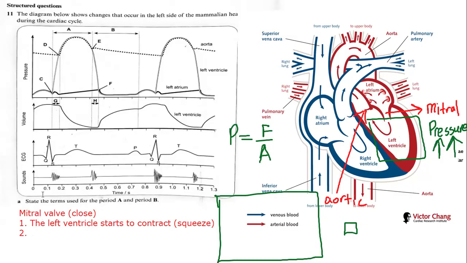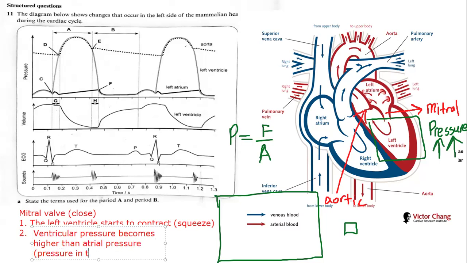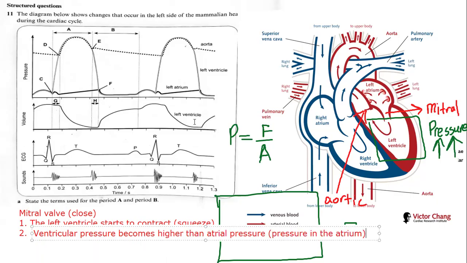So let's write that down. The second thing that's going to happen is that ventricular pressure becomes higher than atrial pressure. What is atrial pressure? That's the pressure in the atrium. So ventricular pressure becomes higher than the pressure in the atrium. Does that make sense to you all so far?